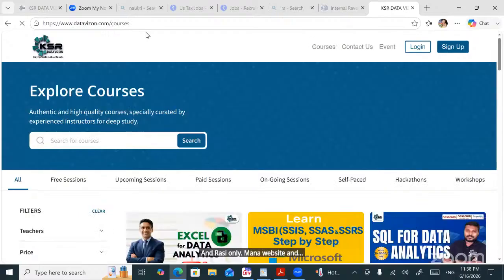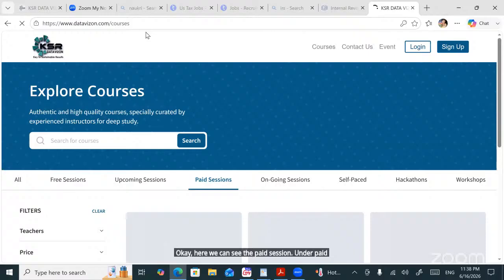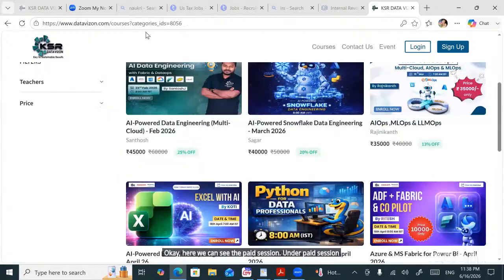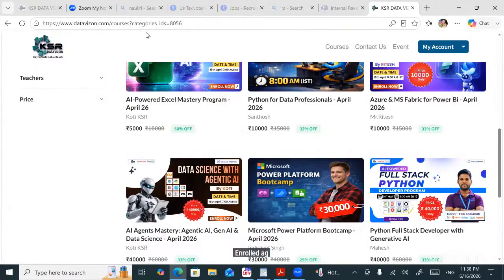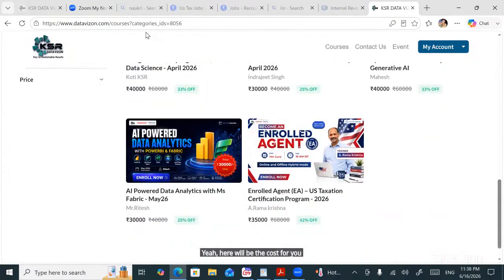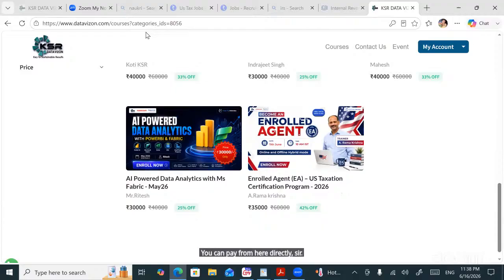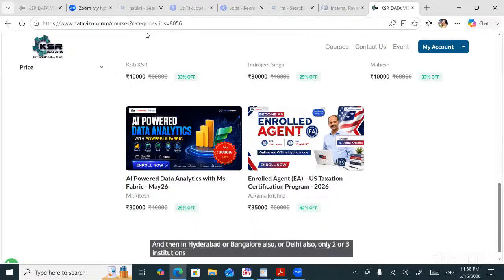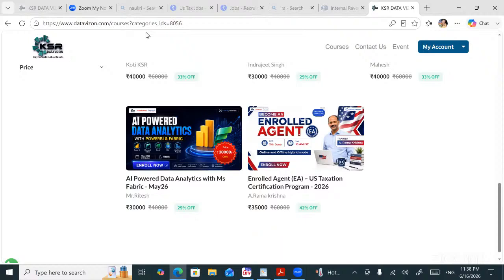Okay, here you can see the paid session. Under paid session, enrolled agent. Here will be the course fee. You can pay from here directly, sir. In Hyderabad, Bangalore or Delhi, only 2 or 3 institutions are teaching enrolled agent. Even for those, the main focus is on CPA, not on enrolled agent. I can say proudly, we are the ones focusing on enrolled agent separately.